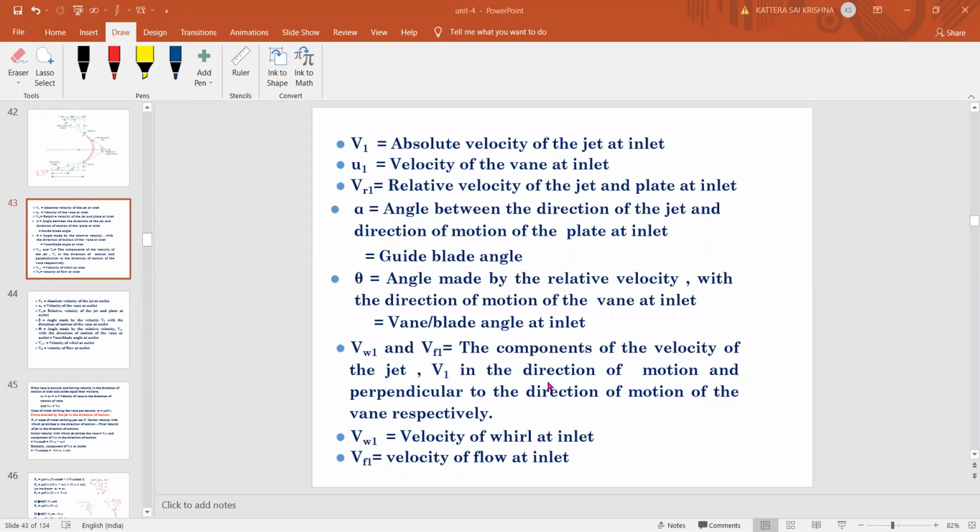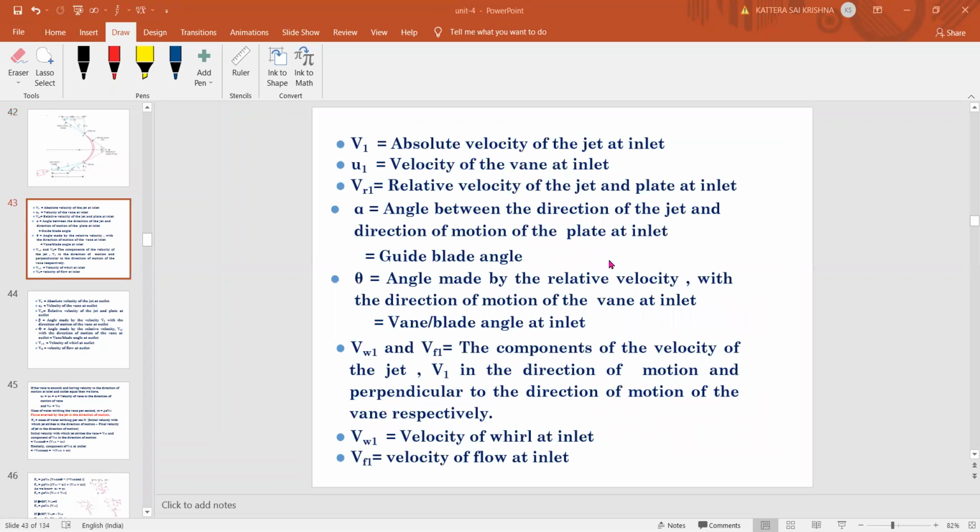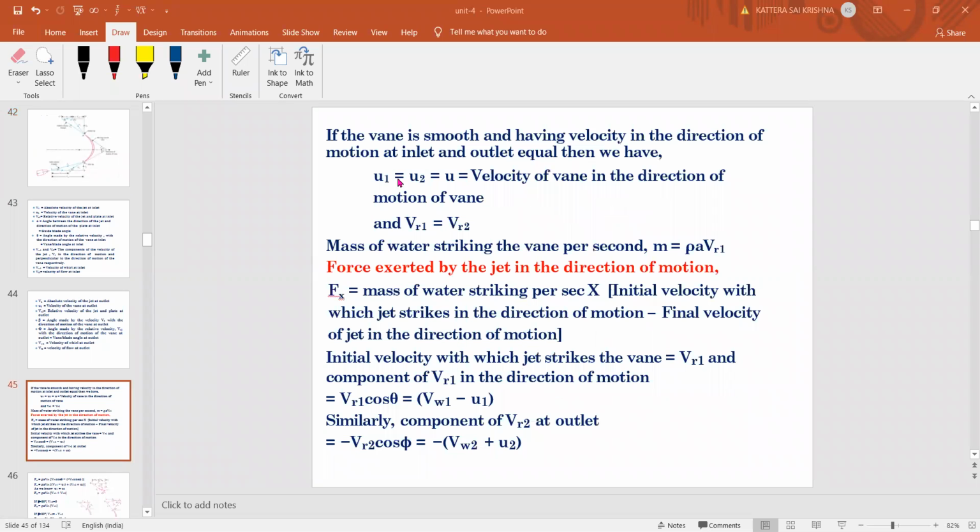The velocity of the blade we have taken at inlet as U1, at outlet as U2. The velocity of the blade is always common because it is a single blade. So U1 is equal to U2. That is the meaning I have written here. So we need to consider that U1 equals U2, since the blade is moving with the same velocity. Only one velocity is there for the blade or plate. Next.